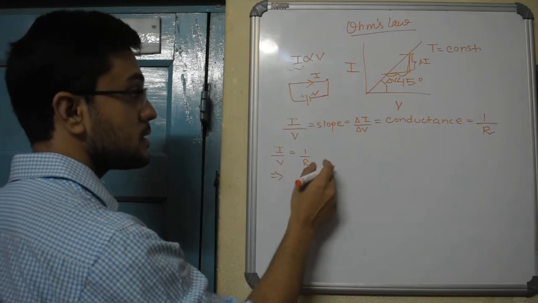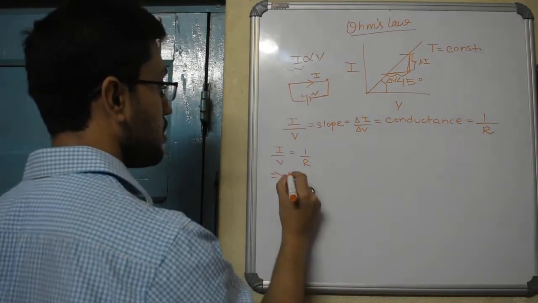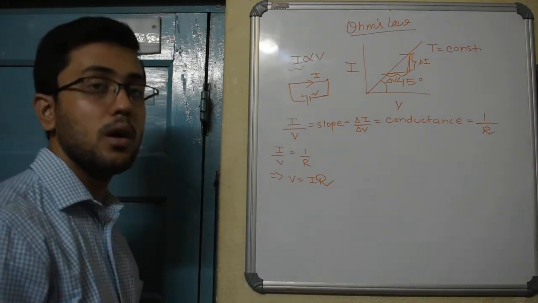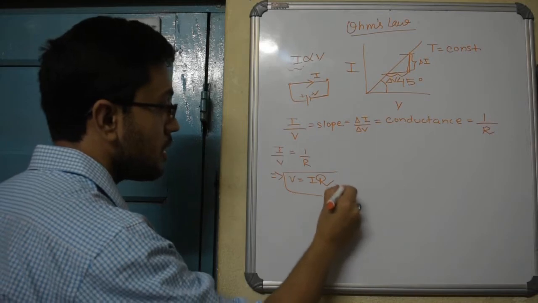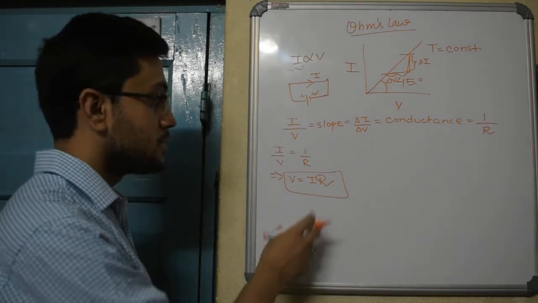The inverse of resistance is conductance. Conductance means how much it will allow the current to flow. So from that aspect, V is equal to I into R. This is the formula for Ohm's law. Obviously you have to study the statement as I said, but this is the form.